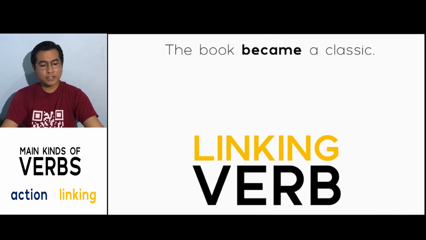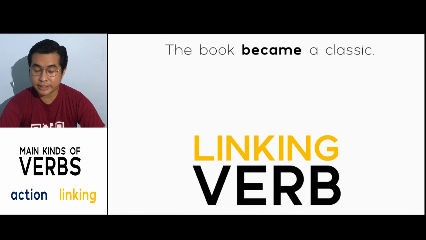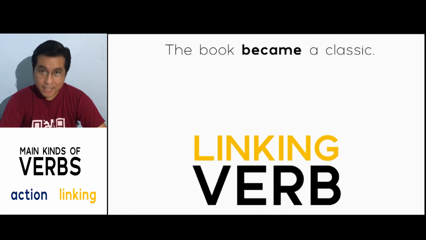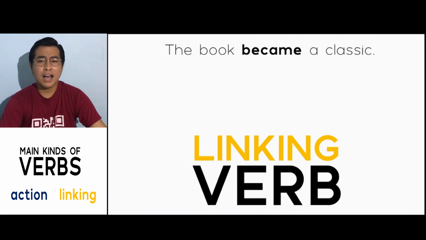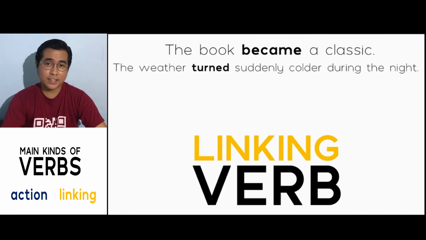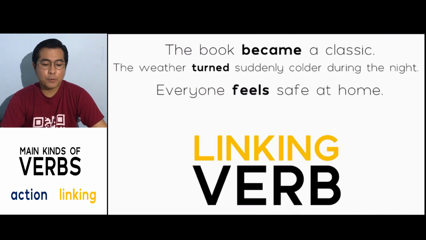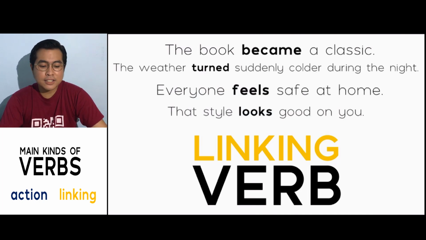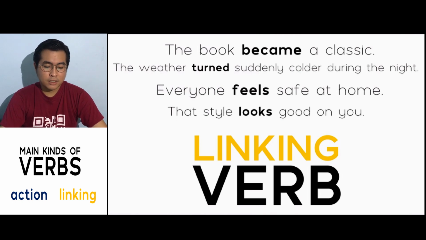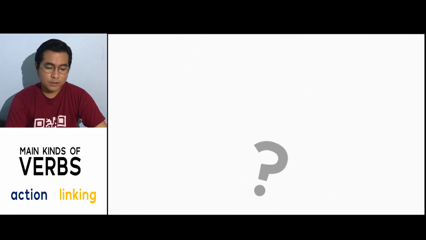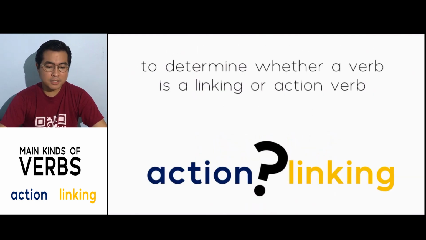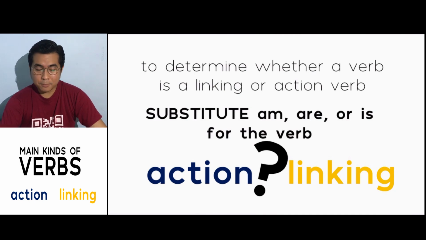Here, you could observe "The book became a classic." Not a be verb, okay? But it is a linking verb. So how do we know if such verbs are linking verbs and not really action verbs? For example: "The weather turned suddenly colder during the night," "Everyone feels safe at home," and "That style looks good on you." The technique in determining is substituting am, are, or is for the verb.